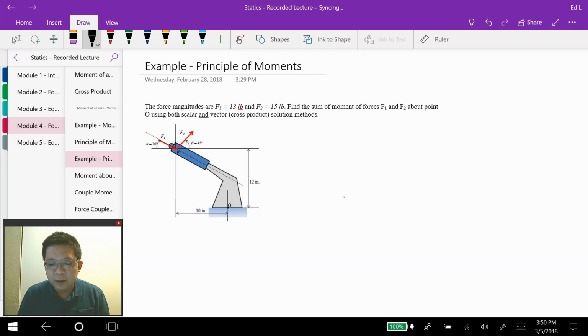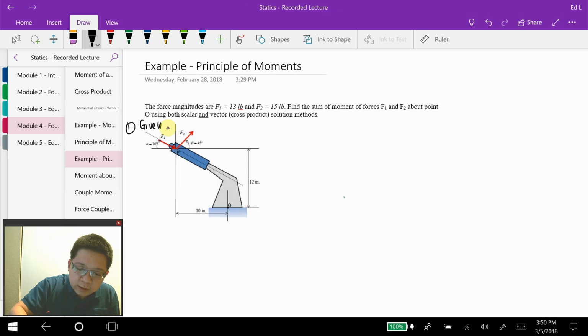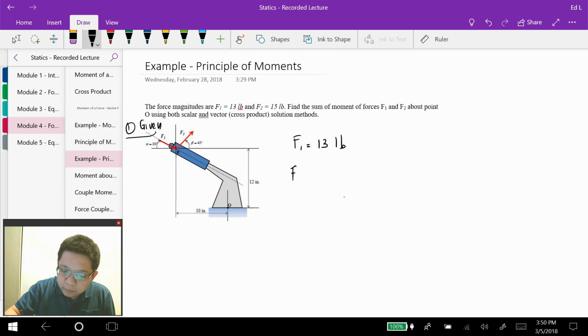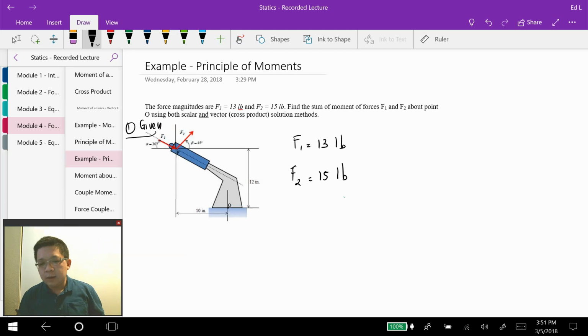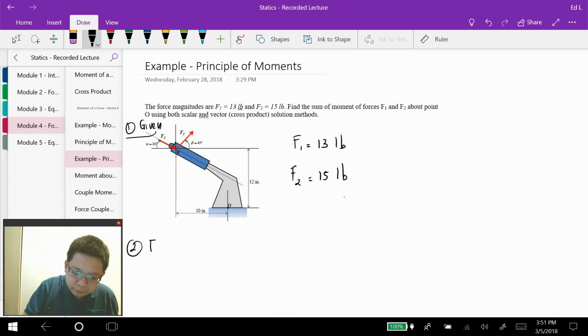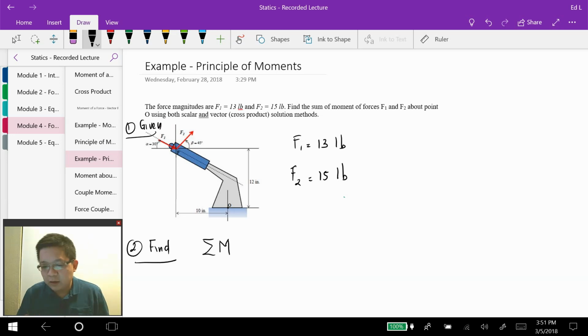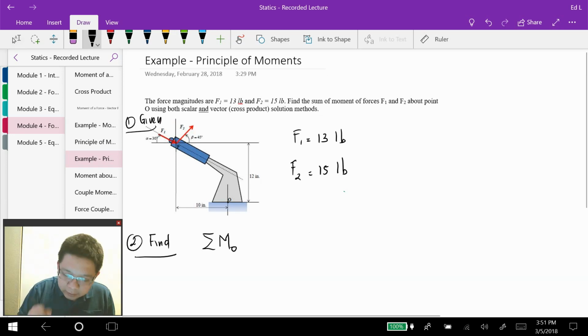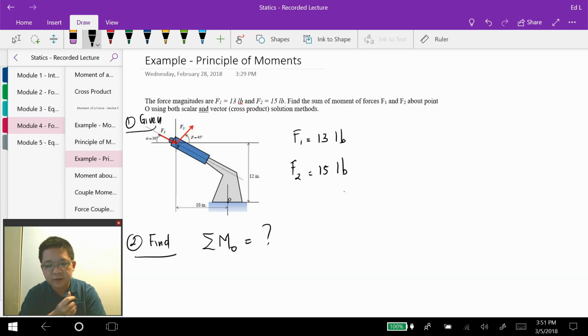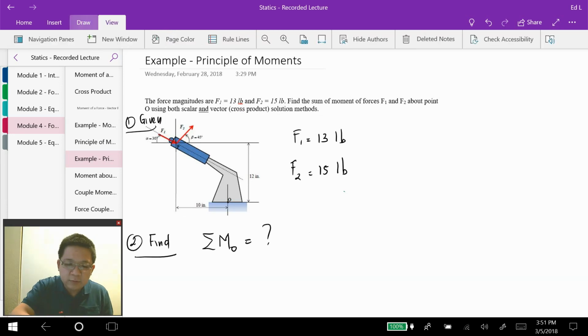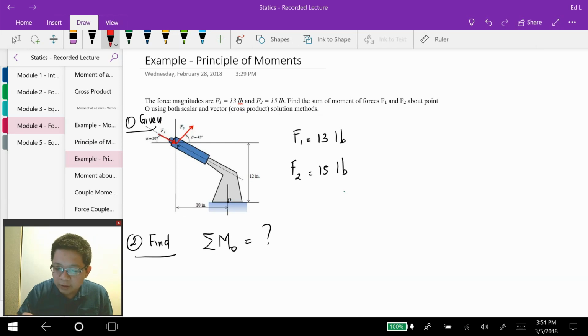In order to lift up the handbrake, we apply forces F1, which is 13 pounds, and F2, which is 15 pounds. We have to find the sum of the moments of forces F1 and F2 about point O, using both the scalar and vector solution methods. In this lecture, I will demonstrate how to calculate the sum of moments using the scalar method, and we will do the vector solution method together in class. All right.